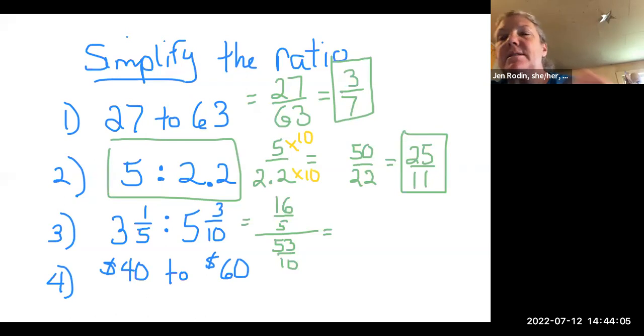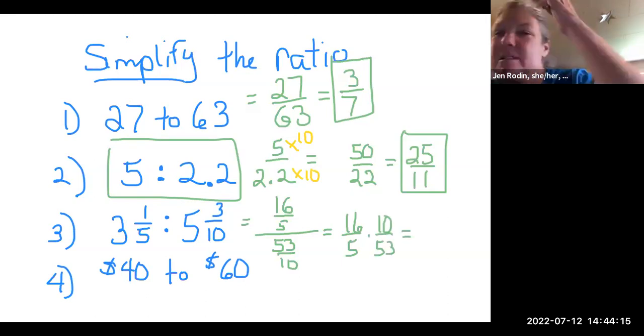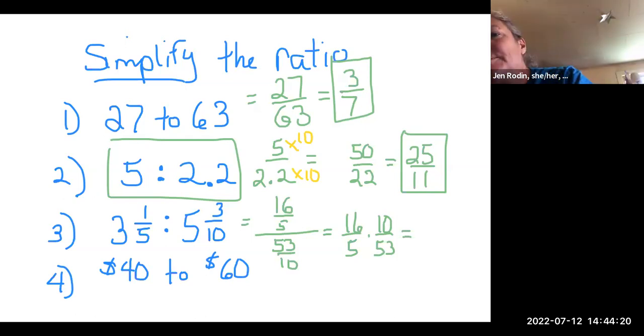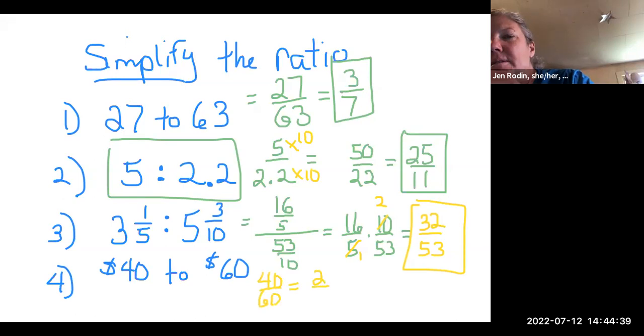Now one person sent me this, which I'm so excited about. Reciprocal of the bottom fraction. So it's like a fraction division when they look like double decker. Cross cancel. Then do your multiplications carefully. That would be that one. And this one's 40 to 60. Reduces to 2 to 3.